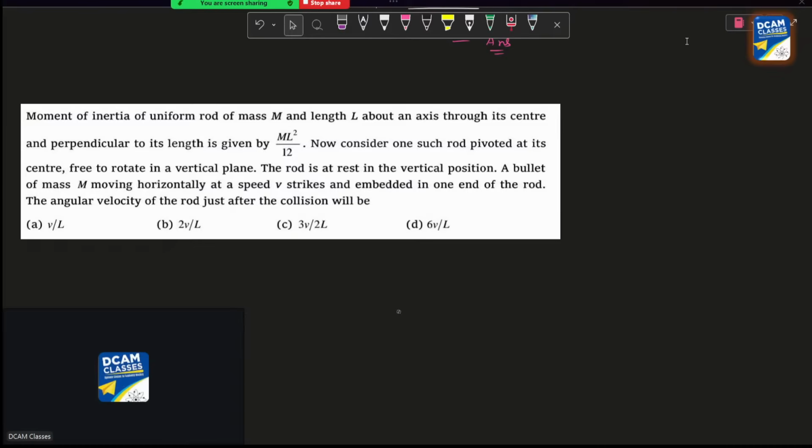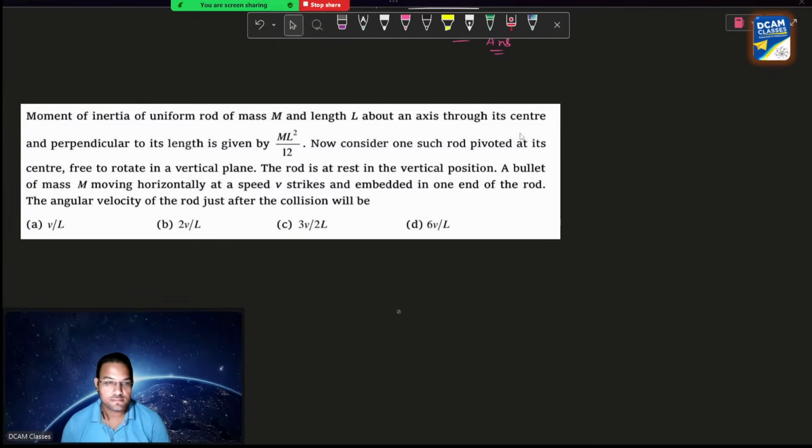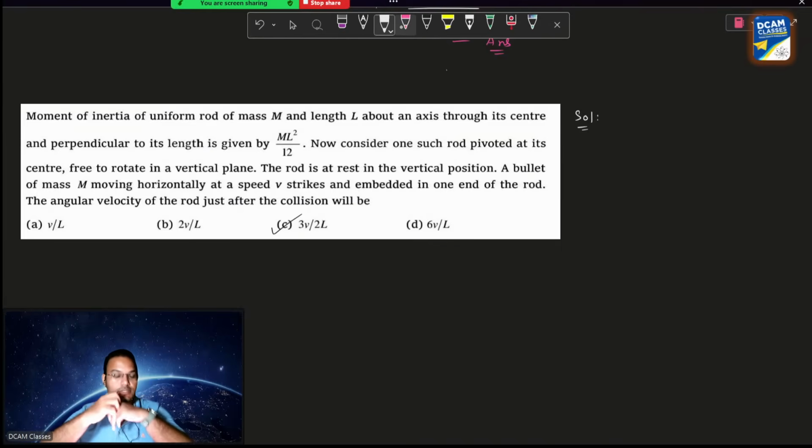3v by 12. C. Correct. Only Radhika is able to solve questions quickly. Let me ask the others, what difficulty are you facing?